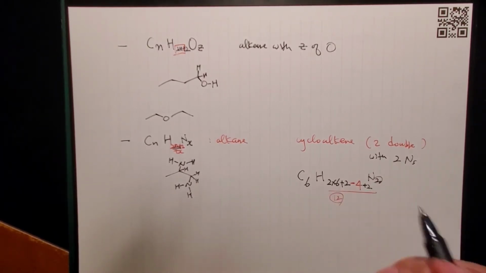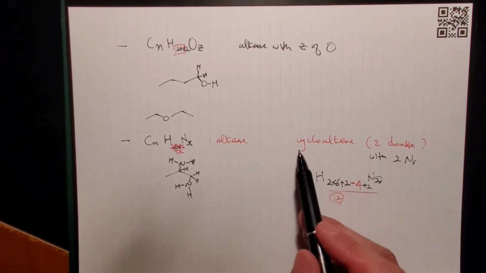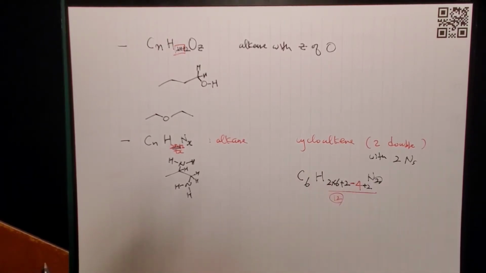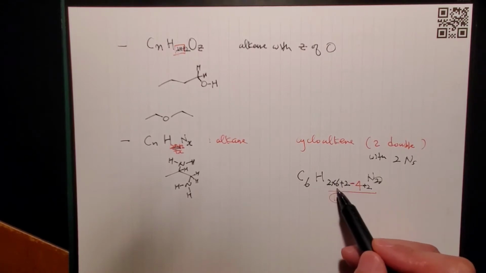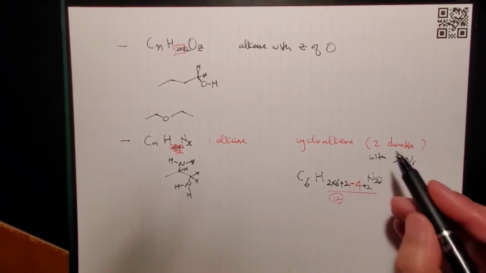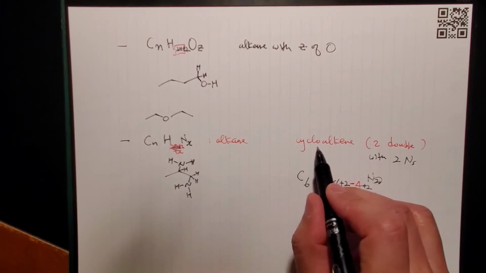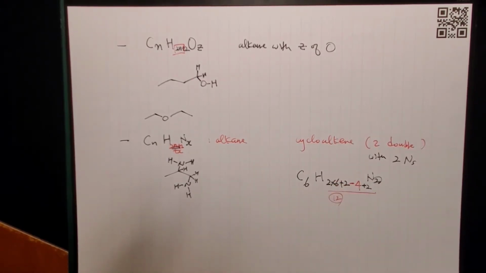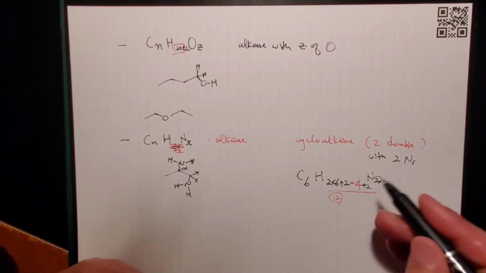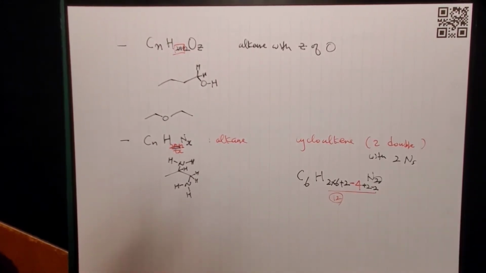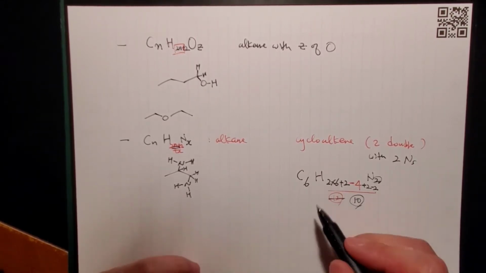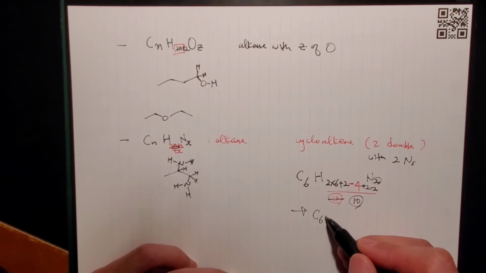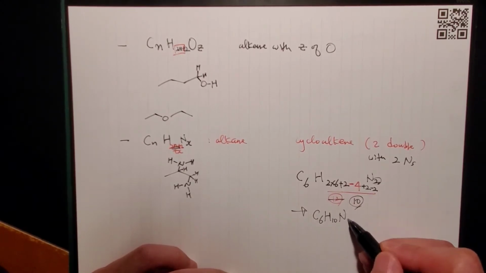So the formula to have 2 double bonds and 2 nitrogens. Did I consider the ring structure? I didn't, right? So let's see, alkane, 2 double bonds, 2 nitrogens, and to be a cycloalkene, say this has only 1 ring, then you need to lose 2 more hydrogens. Therefore it's not 12, it's 10 hydrogens you need. So the formula should be C6H10N2.